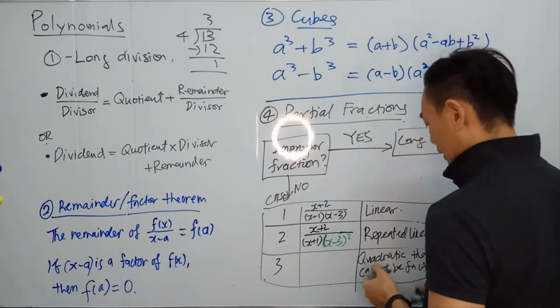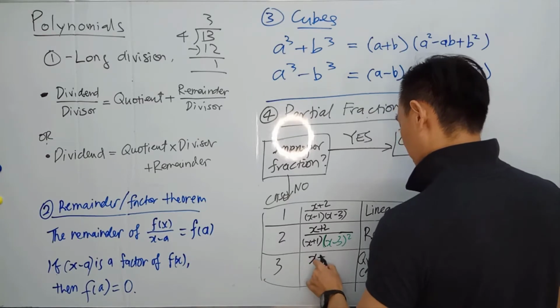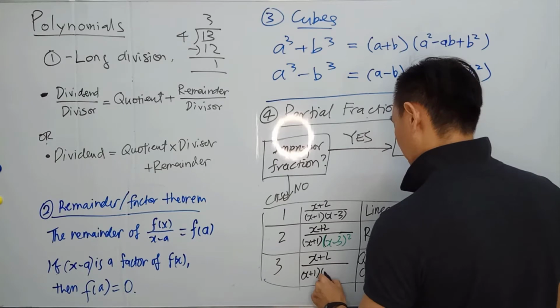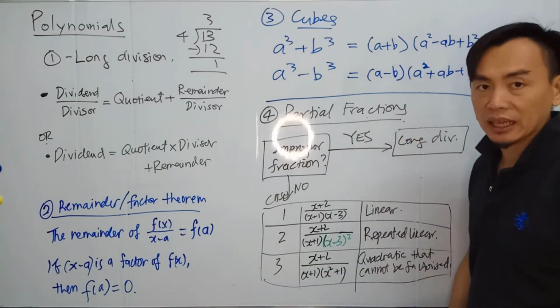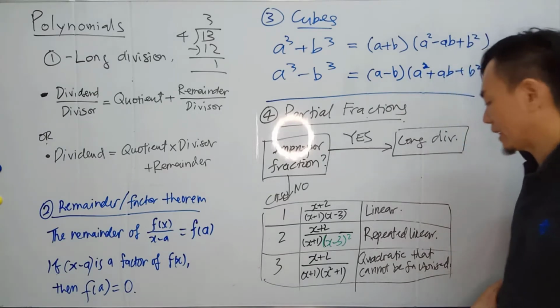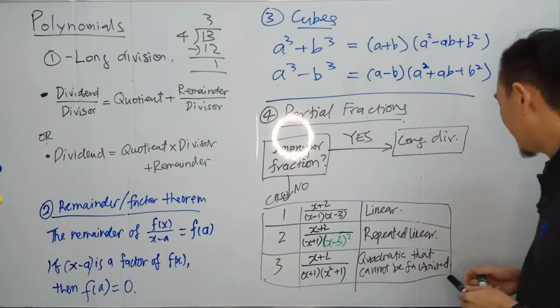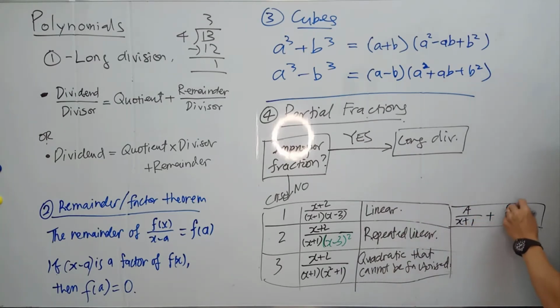Then the third one is going to be say you have x plus 2 again over x plus 1 times x squared plus 1. So this is a quadratic expression that you can't factorize. So that's what literally it is. Quadratic that cannot be factorized. Okay. So for linear, I'm going to use this base here. So this one is going to give us a over x plus 1 plus b over x minus 3.